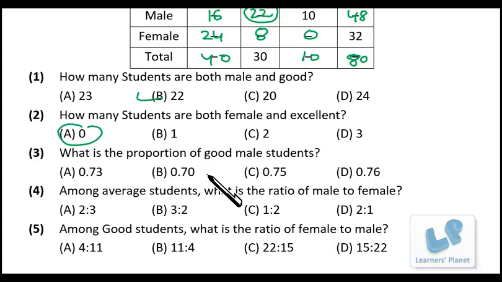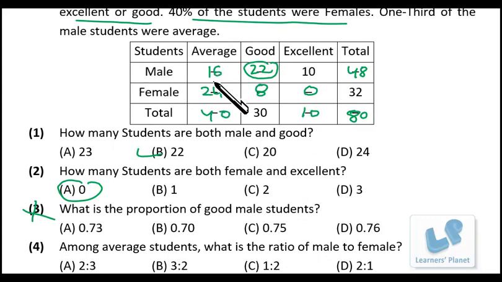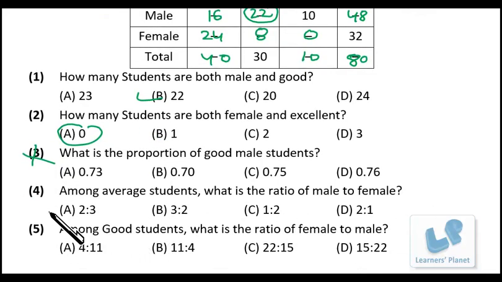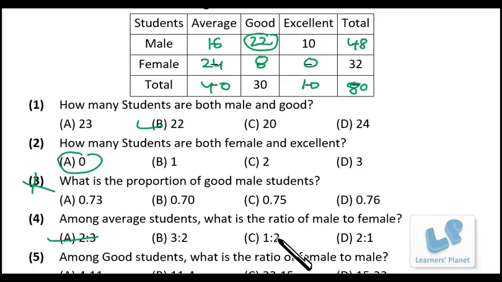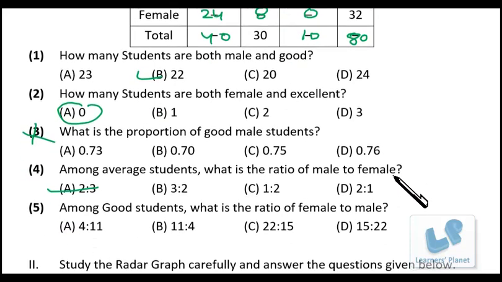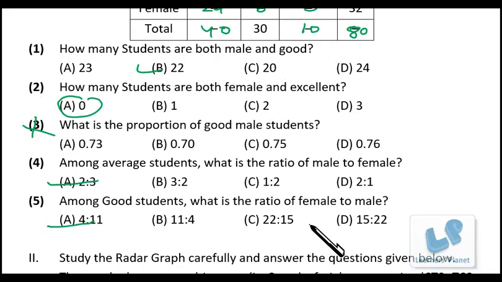Proportion, that means what is the other data? Leave that. Among average students, what is the ratio of male to female? Average male to female, 16, 24, 8 2s are 16, 8 3s are 24, that means 2:3. Among good students, what is the ratio of female to male? Good female to male, 8, 22, that means 4:11. Right? Pretty simple.